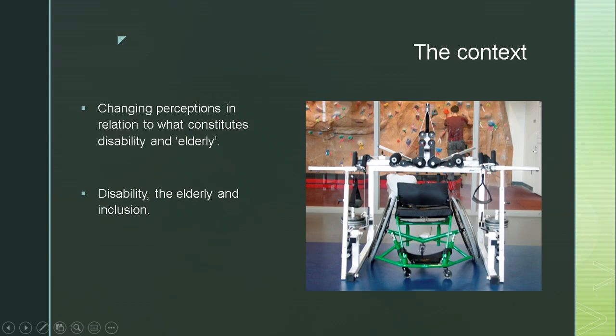We're going to then consider disability a little bit, and then in relation to the elderly and inclusion, and then the aspirations to influence the policy process. Through this, we will explore aspects such as discrimination and age discrimination, and why that's such a problem in society and for older people.